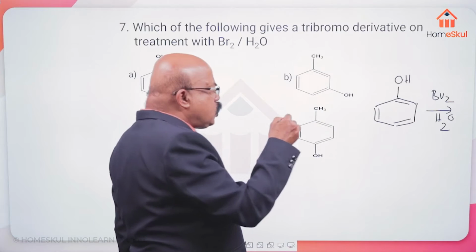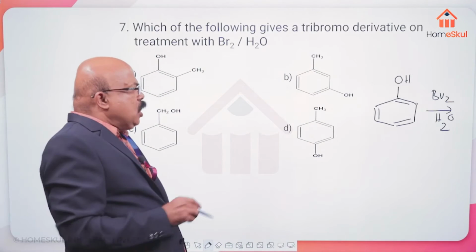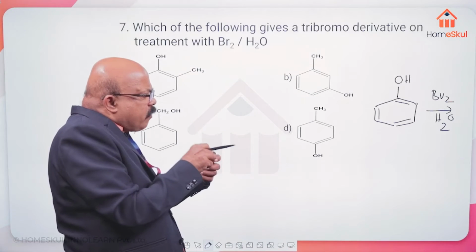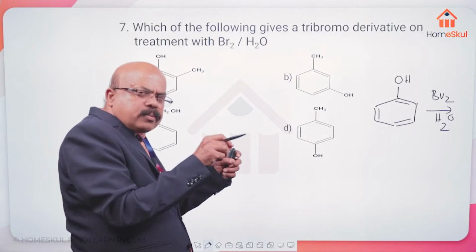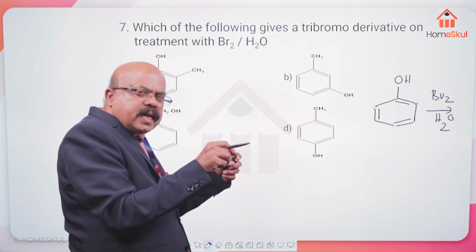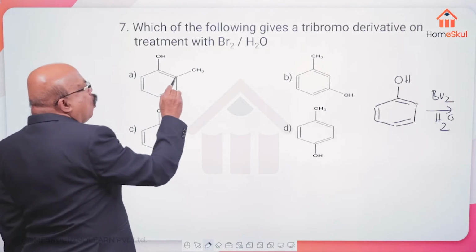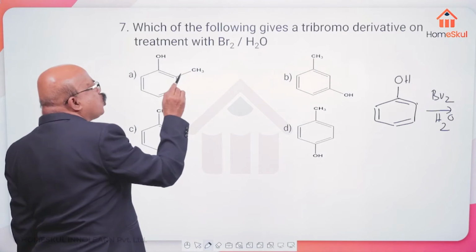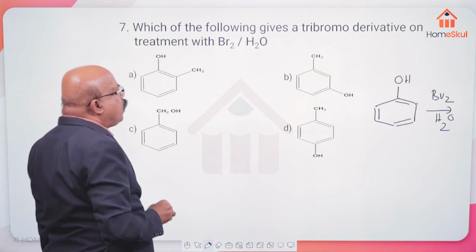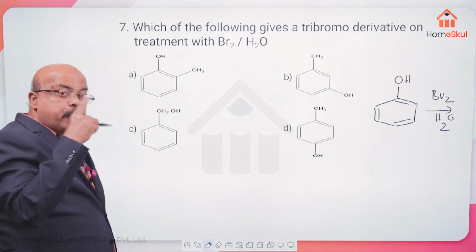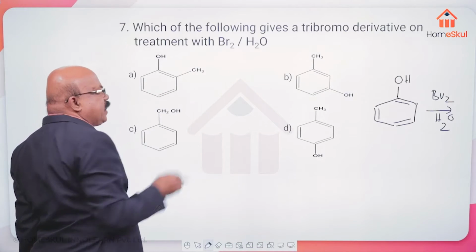All these three positions are readily available for electrophilic attack. So in order to get the tribromo derivative from a phenol molecule, there should be no substituent at its ortho positions and para position. If you consider this phenol, one of its ortho positions is connected with a CH3 group, so it can give only a dibromo derivative. This bond does not undergo cleavage under this reaction condition.